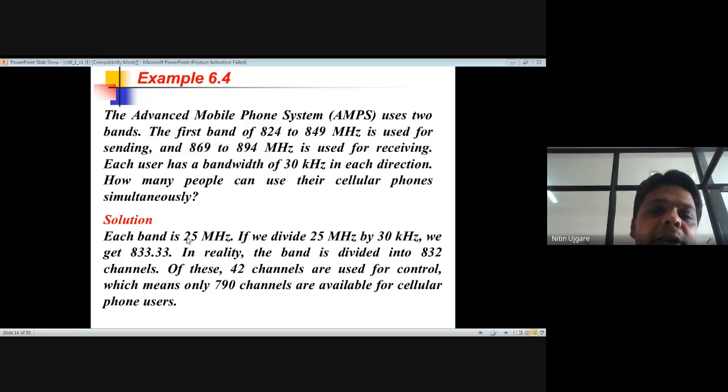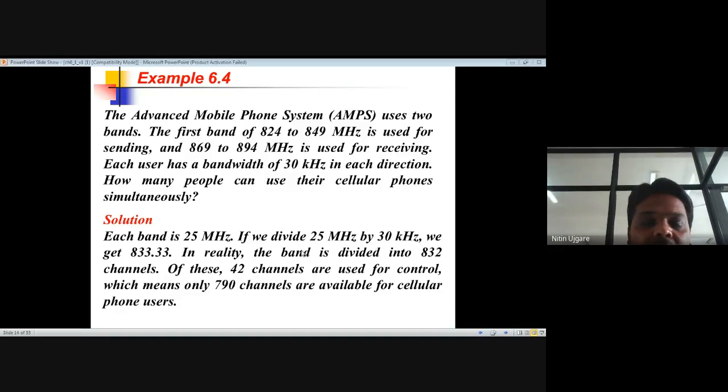That means the total bandwidth allocated to a user will be 60 kilohertz. So how many people can use their cellular phones simultaneously? Each band is 25 megahertz. If you take 849 minus 824, the bandwidth that we obtain will be 25 megahertz. Now if we divide this 25 megahertz by 30 kilohertz, then we get 833.33 for each user.